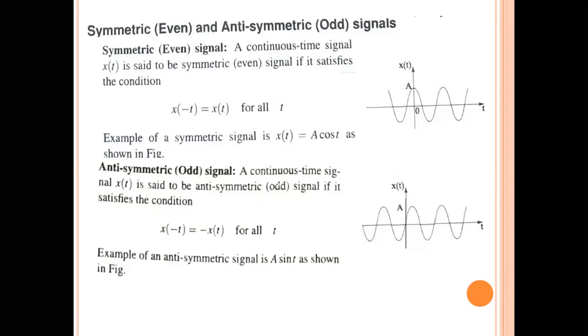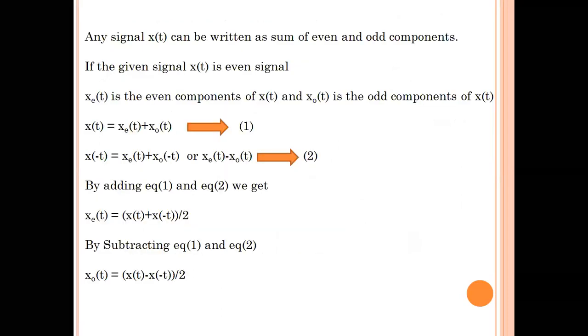Both are the same. Symmetric signals are also called even signals. Anti-symmetric signals are also called odd signals. Now see here, any signal x of t can be written as the sum of even components and odd components. Now I am considering x of t as an even signal. Okay, this is my assumption.